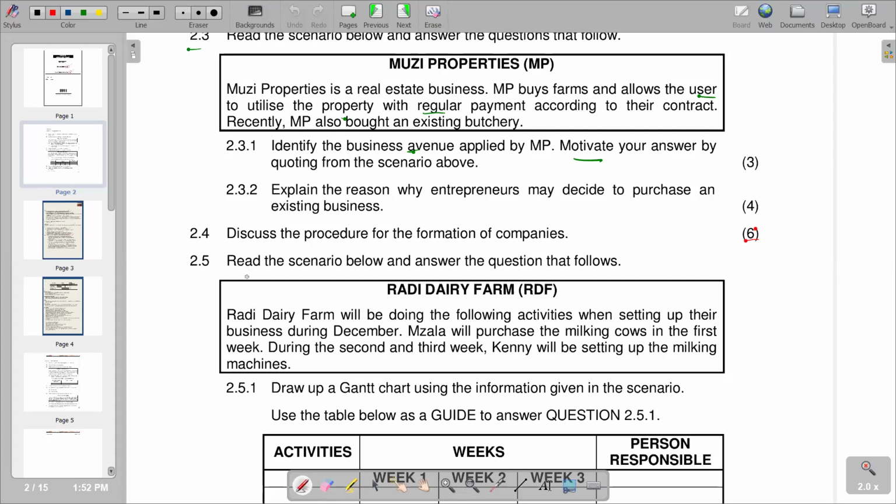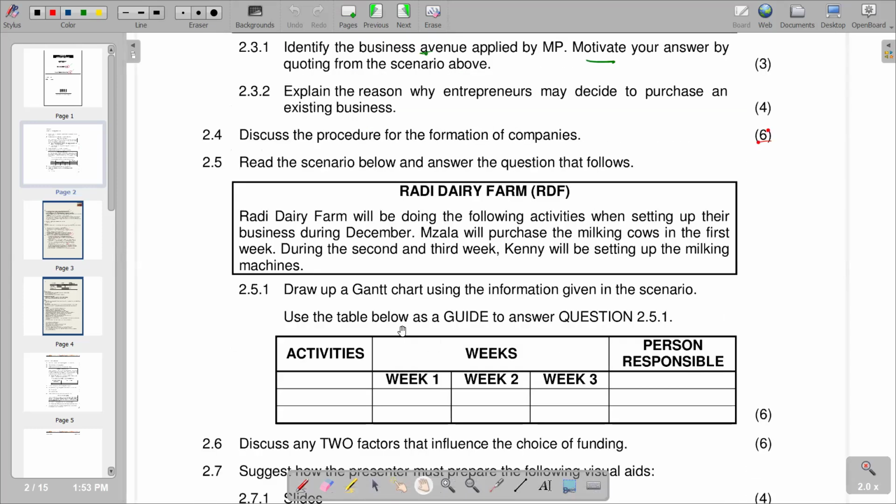So going to 2.5, read the scenario below and answer the question that follows. We are given Rand Daily Farm, which is RDF. It reads: Rand Daily Farm will be doing the following activities when setting up their business during December. Zala will purchase the milking cows in the first week. During the second and third week, Kenny will be setting up the milking machine. The question is, draw up a Gantt chart using the information given in the scenario, using the table below as a guide to answer question 2.5.1. We have a table that is to be filled in the answer book.